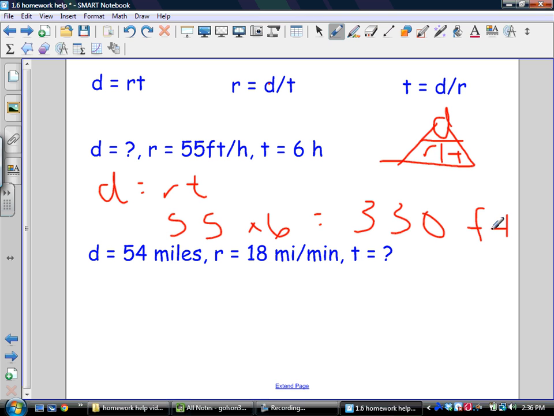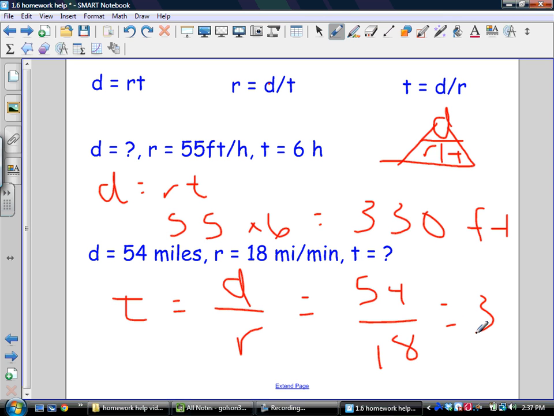Now the second one, I have the distance, and I have the rate. I'm missing the time, so if I were to cover up the time, I have distance over rate. And that's that third formula. So I'll use that one. Time equals distance over rate. And the distance was 54. And the rate is 18. So I'm going to divide those. Go ahead and divide. And if you did that correctly, you should get exactly 3.